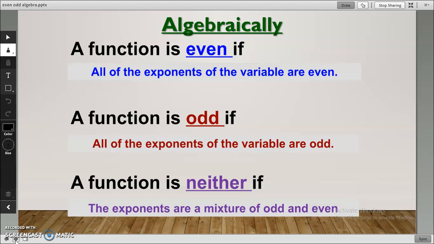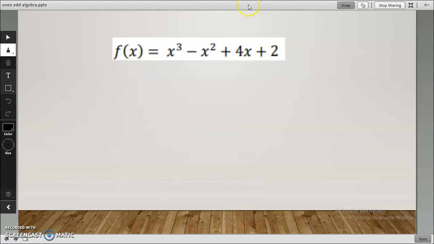So algebraically, if all the exponents of the variables are even, then my function is even. If all the exponents of my variable are odd, then it is odd. If there's a mixture of even and odd, then it's neither. Okay, so let's do some examples of this. So here I have an example. I have x cubed, my 3, this is my exponent, that's odd.